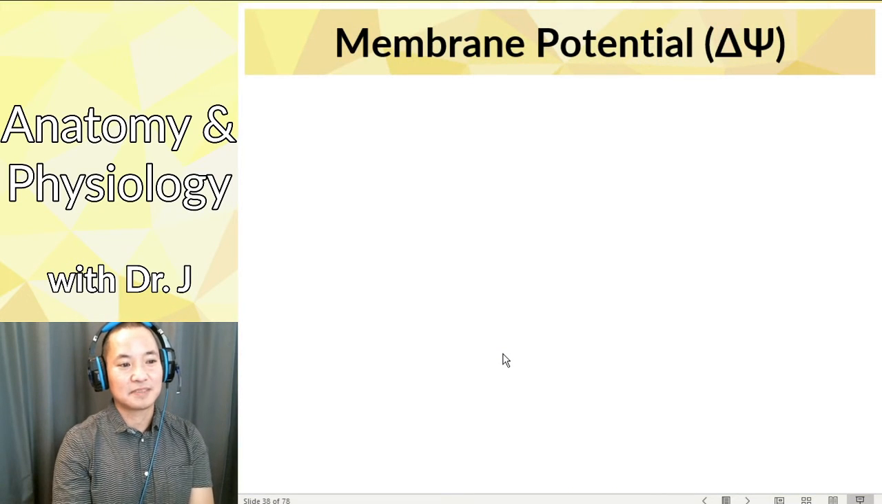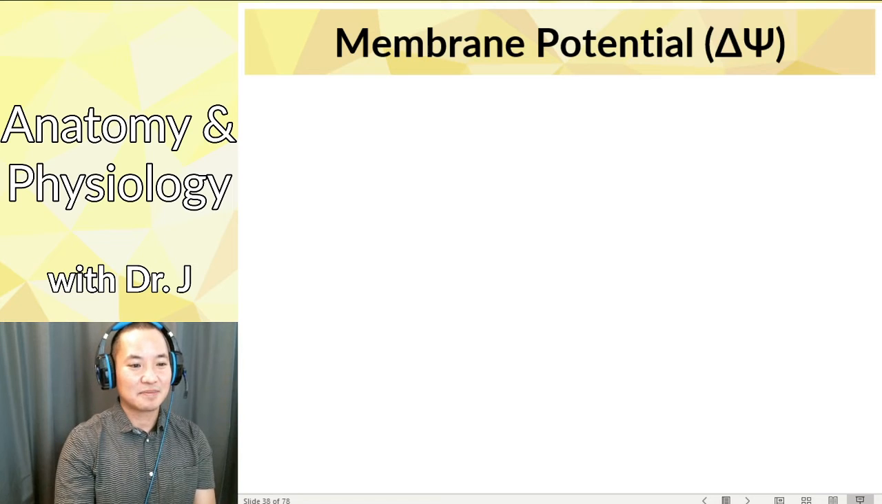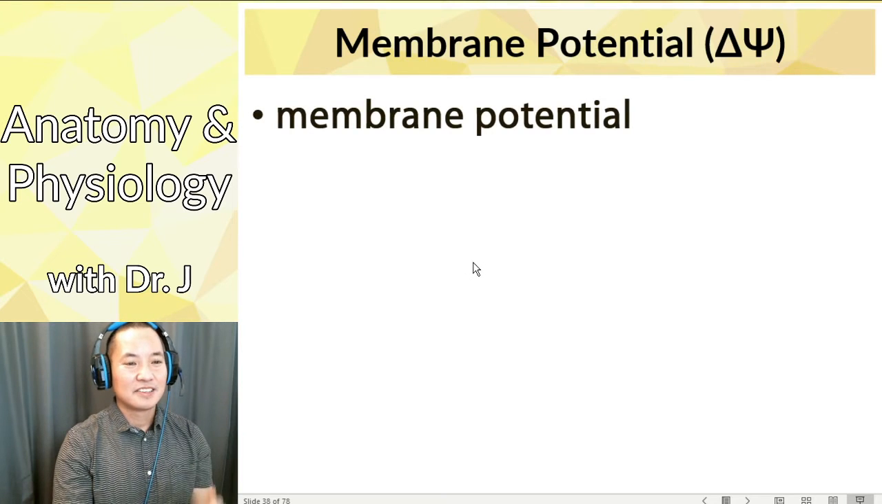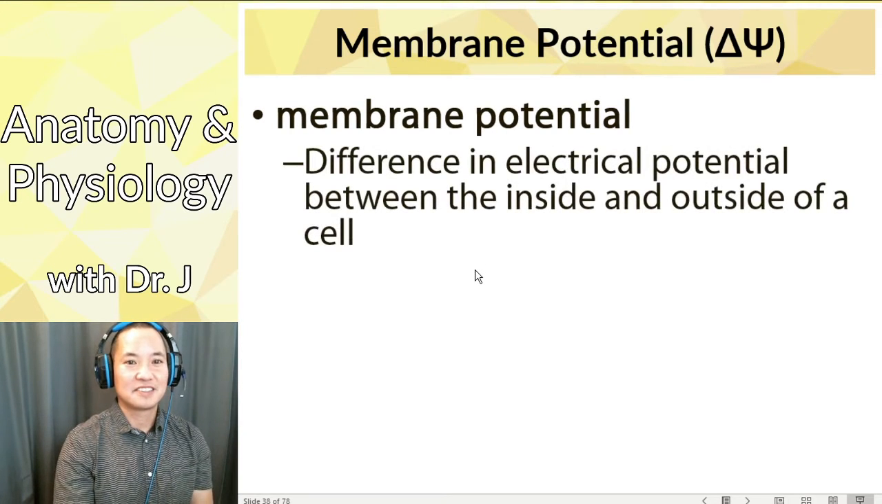Now we have to talk about something called membrane potential. This is a tricky concept, and I'm going to really make it oversimplified. Do not take this to any physics classes, by the way. So membrane potential is the difference in the electrical potential between the inside and the outside of a cell.